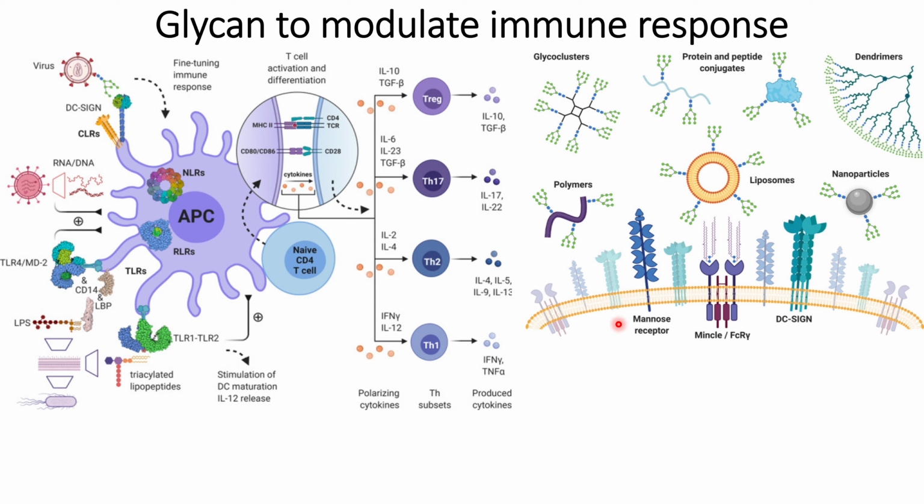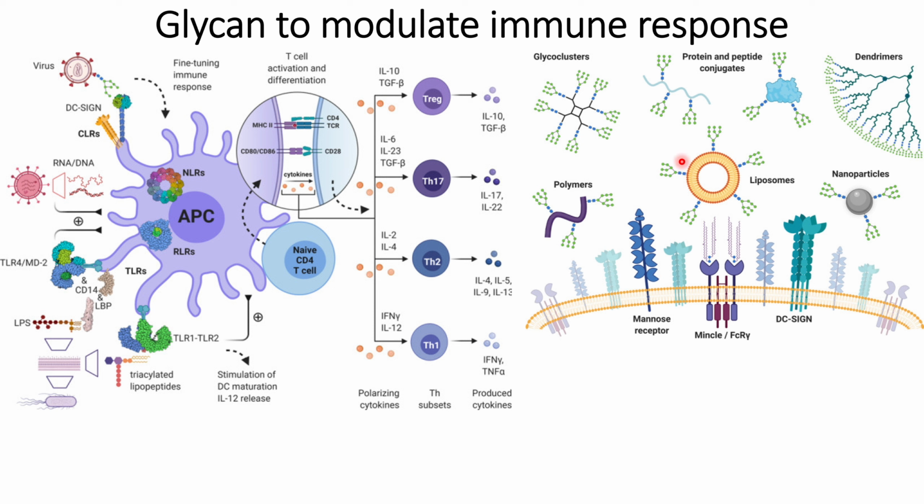Some of the examples that are being tried are shown here. It has been found that high mannose glycan structures are recognized by C-type lectin receptors, thereby different carriers are being modified with these high mannose structures that we can see here. Nanoparticles, liposomes, polymers, glycostructures, and protein and peptide conjugates are being modified with these high mannose structures. Thereby the possibility of these liposomes or nanoparticles being detected by the APC increases.